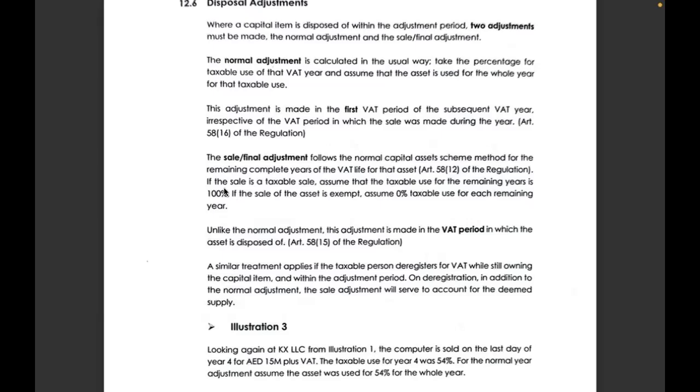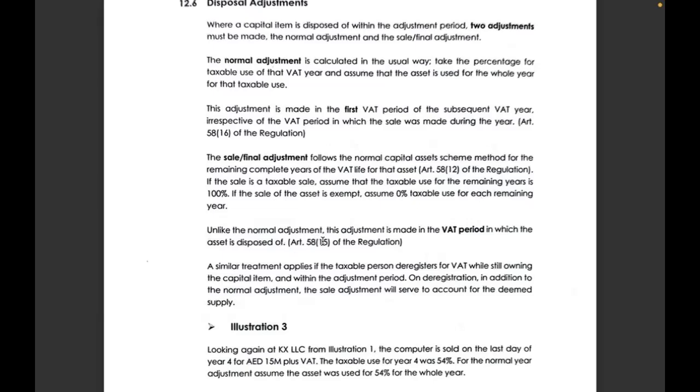If the sale is a taxable sale, assume that the taxable use for the remaining years is 100%. So if we are selling the asset, and it is a taxable sale, which will be the majority of cases, then we have to assume that the taxable use for the remaining years will be 100%. So that means we can recover all of the input VAT. If the sale of the asset is exempt, assume 0% taxable use for each of the remaining years.